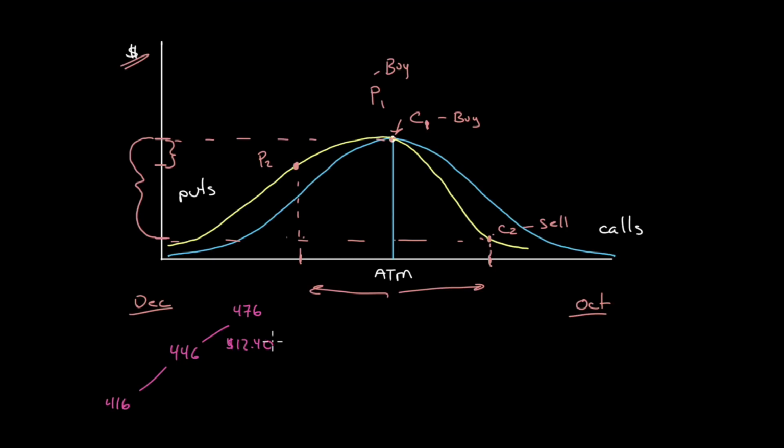So on one call spread, you'll pay $1,240 for a potential $3,000 payoff, which isn't bad. The put spread will cost you $756. Look at the difference in price, $756.